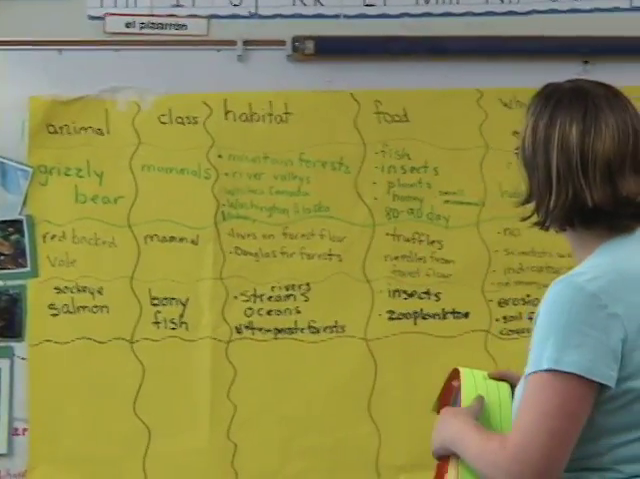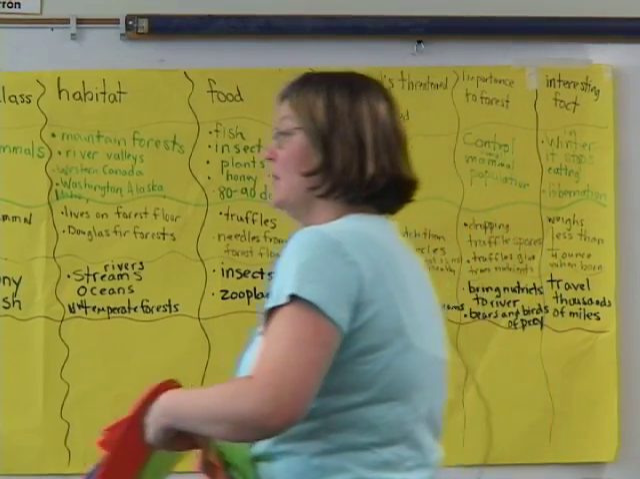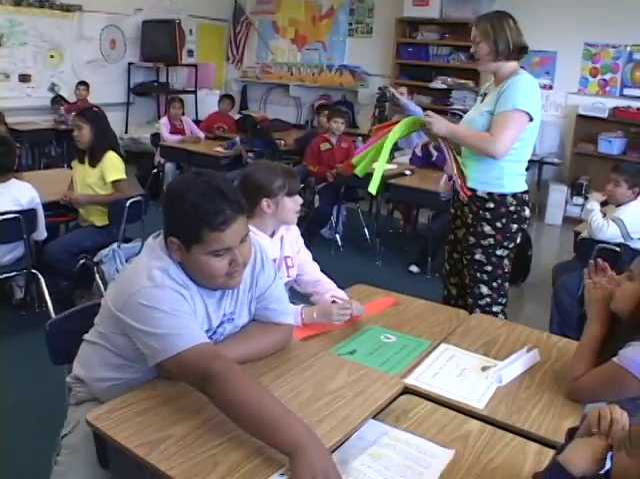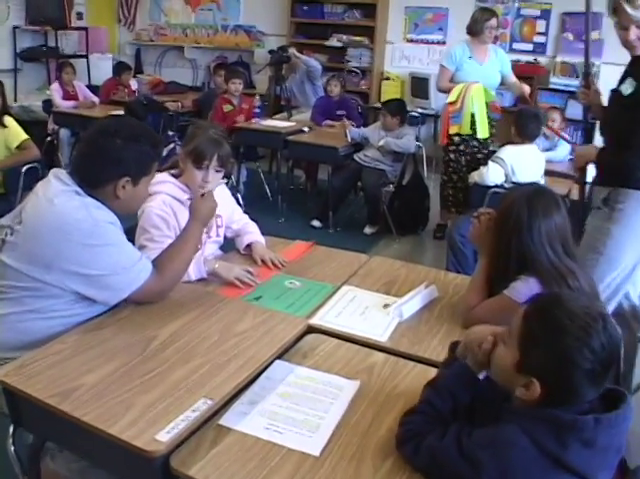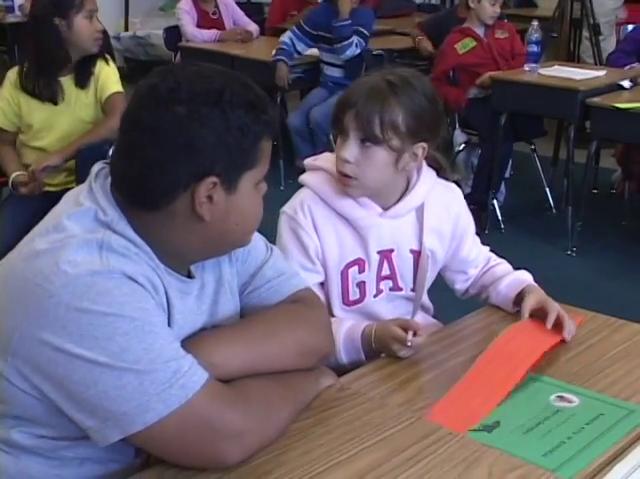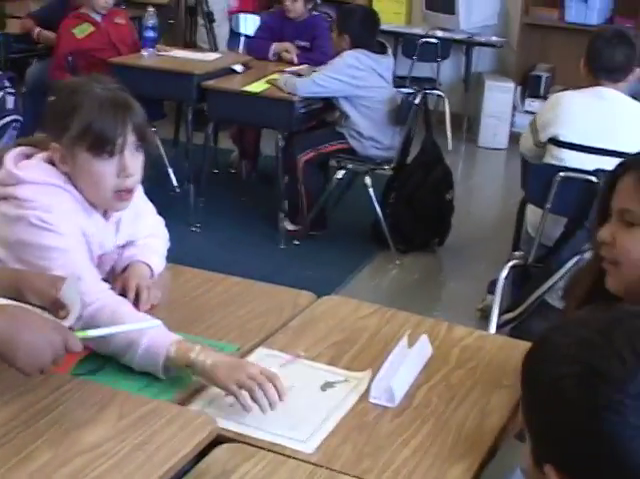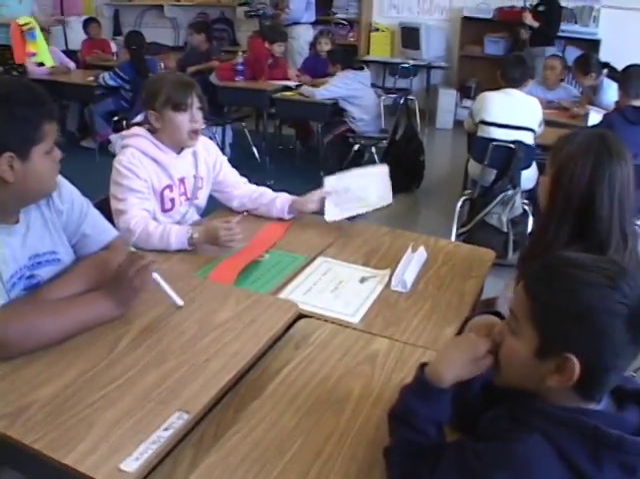So, let's see. Jorge, your group is going to write about what animal. You're going to write a sentence to let the readers know what animal we're writing about, okay? Gabriela, your table group is going to tell what class the sockeye salmon belongs to, what class of animals, okay? Alicia, your table group is going to write about one of the habitats of the sockeye salmon, okay? Alfonso, your table is going to write about what the sockeye salmon eats. Alex, your table is going to write about one reason sockeye salmon are endangered.